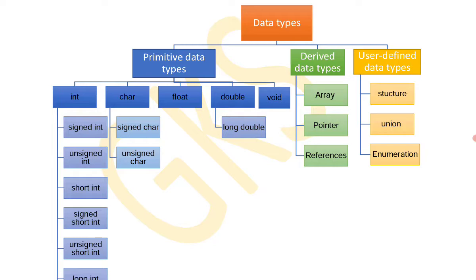Int means integer data type. Char means character data type. Float means float data type. Double means double data type. Void means null data type. Two types again, double and long double.